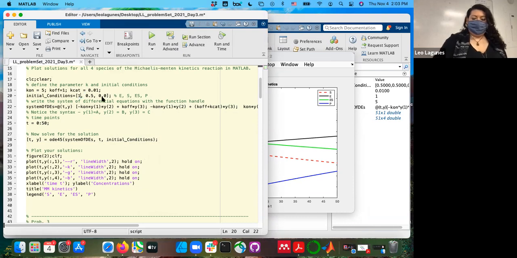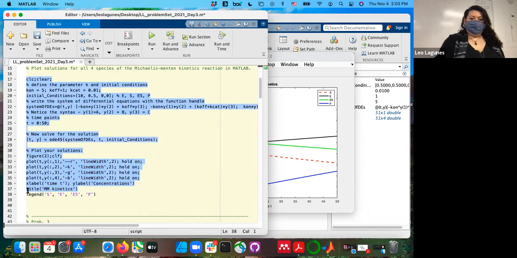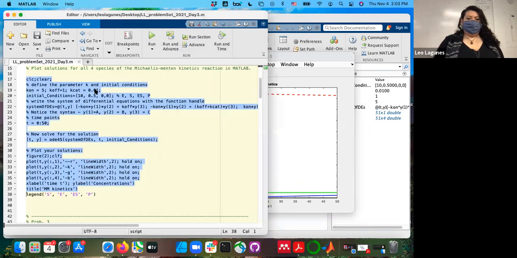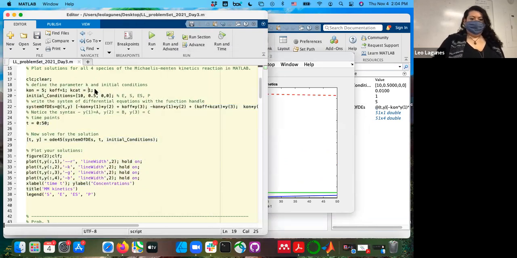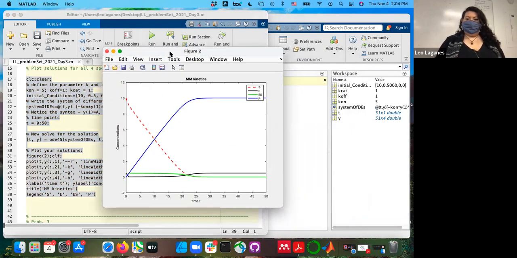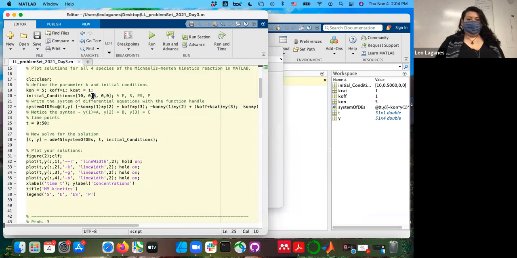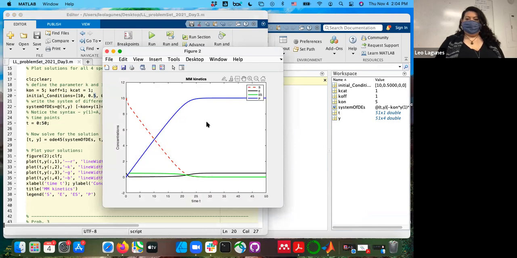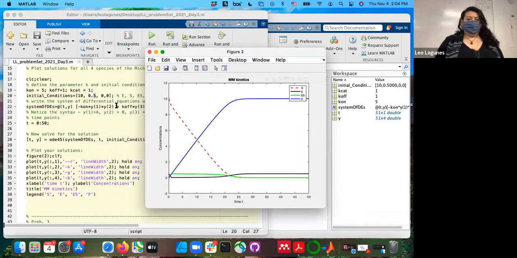So what if we started with 10 micromolar of substrate? Oh, let me change K cat. I want to look at a different K cat. So now you can see even more interesting behavior. Isn't that cool? Oh, I didn't have enough enzyme. Do you see how the enzyme is way down here? So let's change the amount of enzyme.